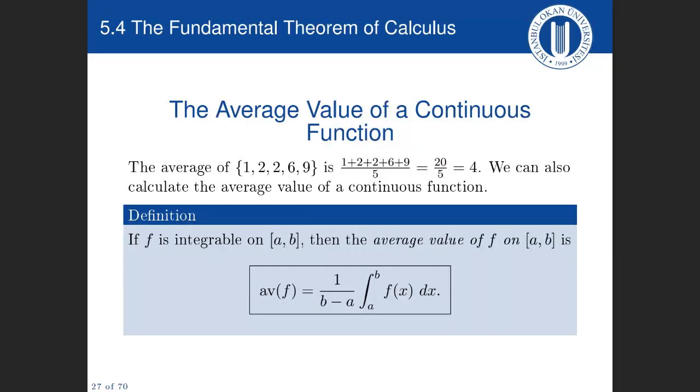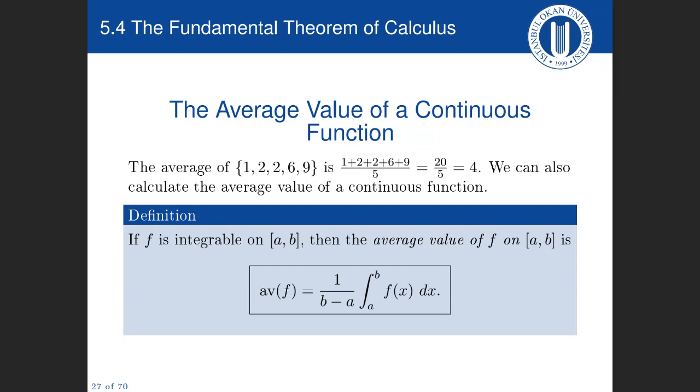If f is integrable between a and b, then the average value of f between a and b is given by this formula. Instead of adding numbers together, we do an integral because an integral is a limit of a sum. And then instead of dividing by how many numbers we have, because effectively we have infinitely many rectangles after we've taken the limit, we divide by the width of the interval. So it's 1 divided by the width of our interval, 1 divided by b minus a, multiplied by the integral from a to b of f of x dx.